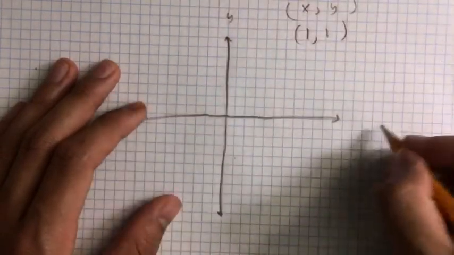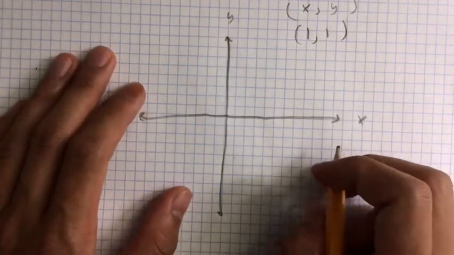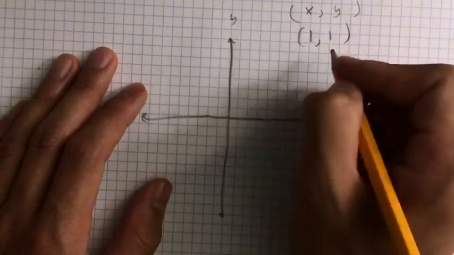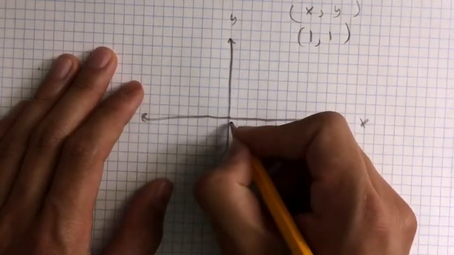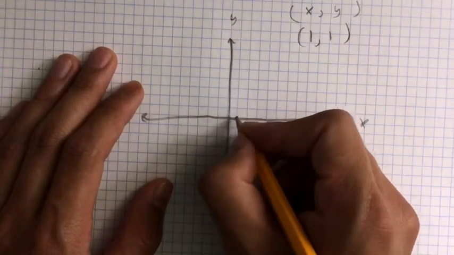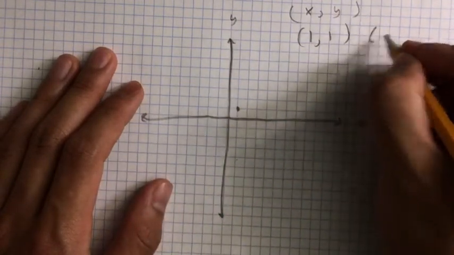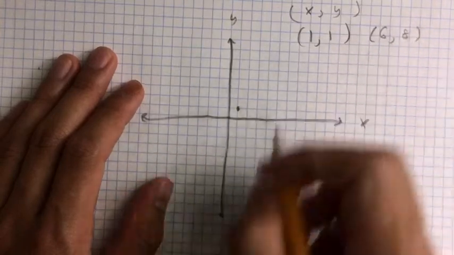This is the y and the x. So, basically, that means go one positive x and one positive y. So we're going to go one to the right and one up, because that's how you do it. So that's (1, 1). Now I challenge you to graph this: (6, 8).